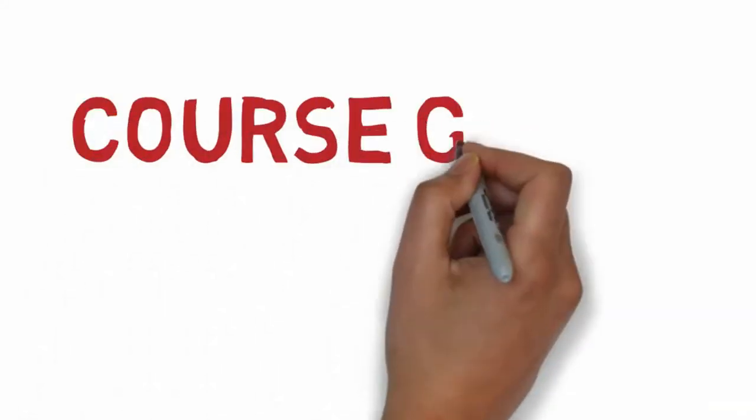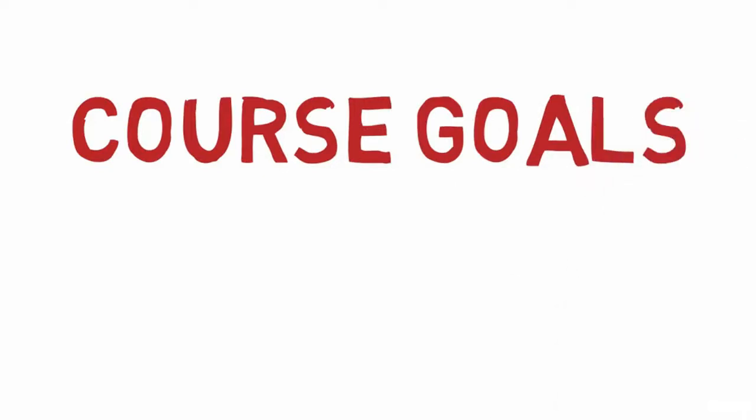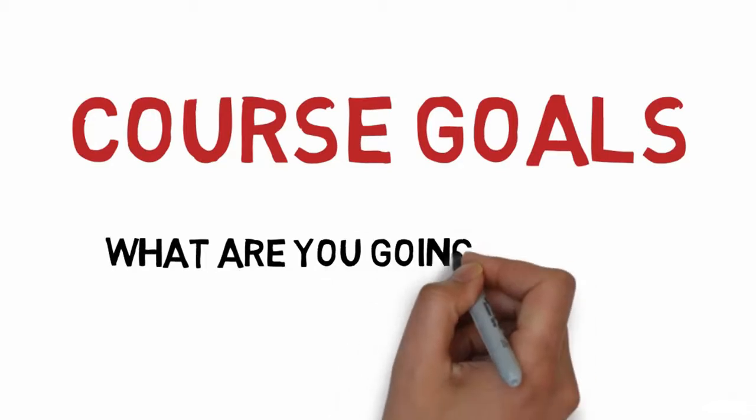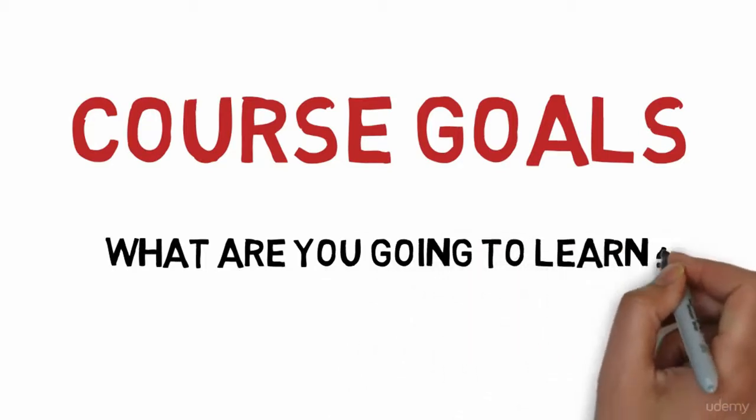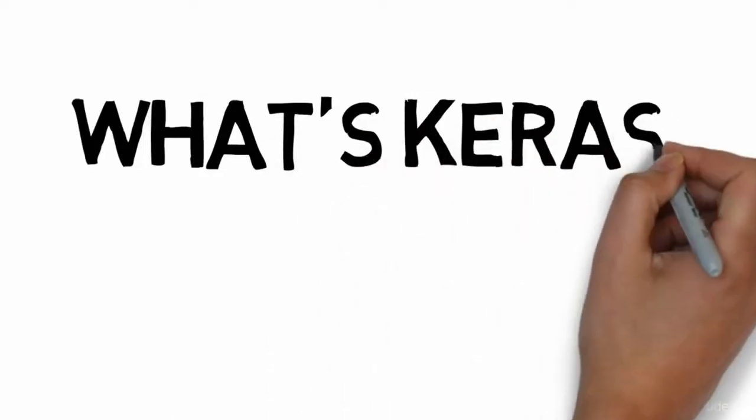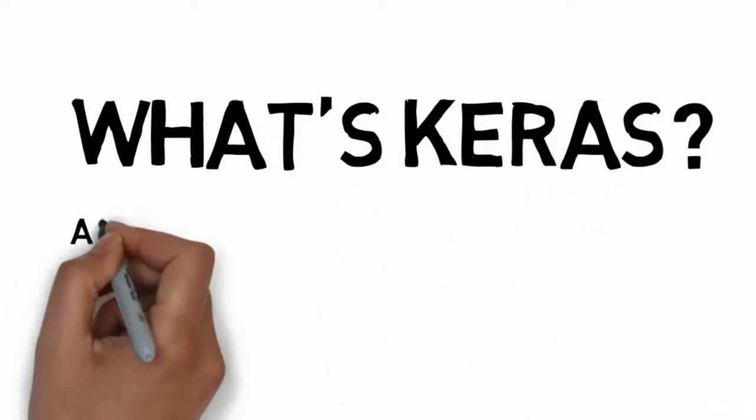All right, in this lesson, let's figure out what our goals are. What are we trying to accomplish in the course? The course title is A General Introduction to Deep Learning Using Keras. So the first thing we know is that we're going to build predictive deep learning models in something called Keras.